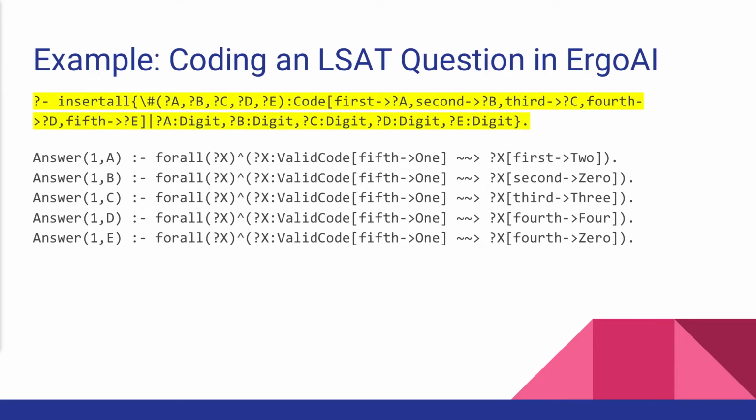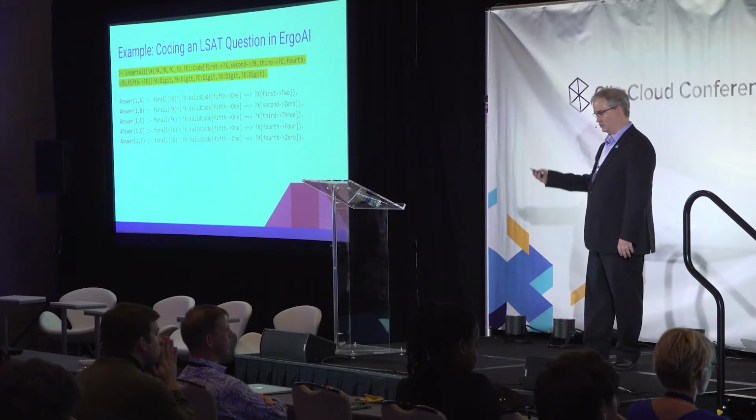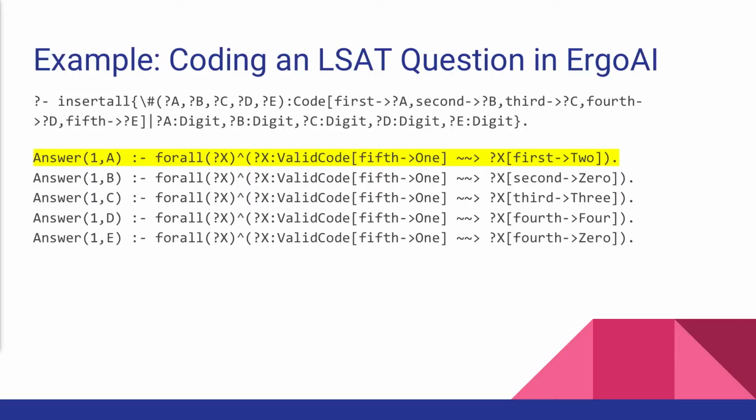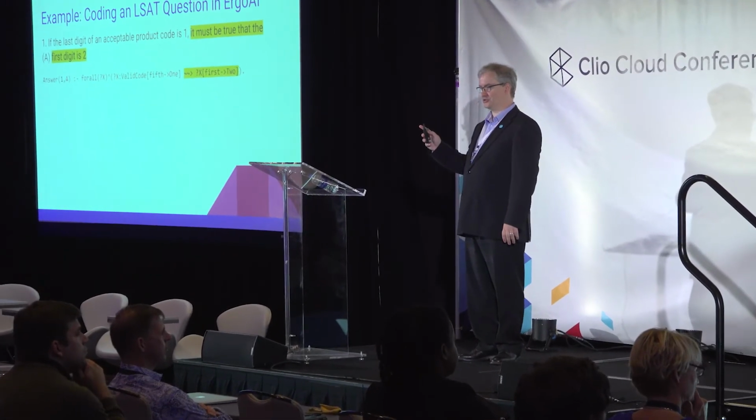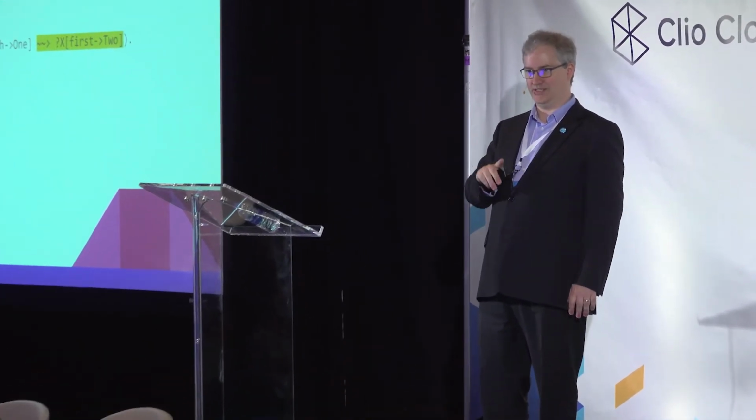That top line is the most complicated part. You can take my word for it. All that that says is generate every possible 5-digit code. That's all that says. And then there's one line for each of the possible answers. This is for the answer A, and let's look at it in comparison to the English language version. So here's what it says. The highlighted part says, the correct answer to question 1 is A, if for all of the codes in the database, it is true that if the code is a valid code and the 5th digit of that code is 1, then it is also true that the first digit of that code is 2.